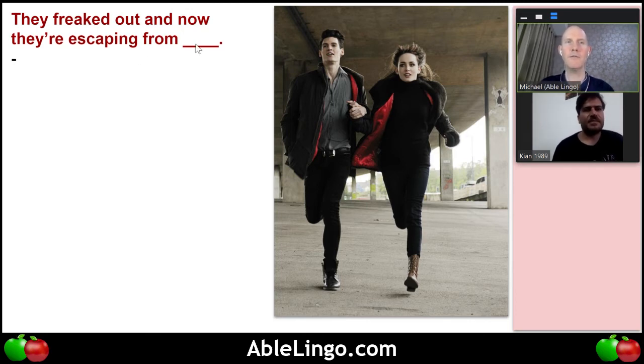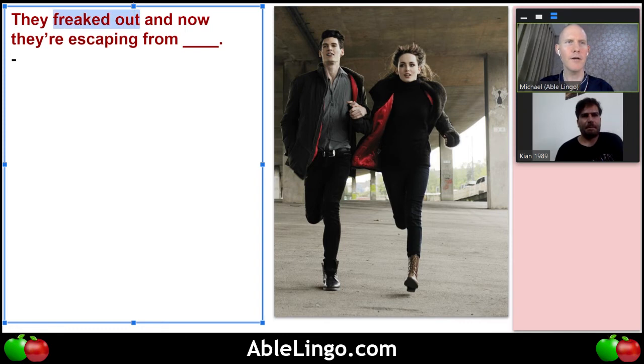Before we get to finishing the sentence, can you help me, Kian? What does freaked out mean? Freaked out, to be, I don't know how to say it, to be scared. It could be. It depends on the context and it depends on the details. Freaking out basically is a strong rush of emotion.